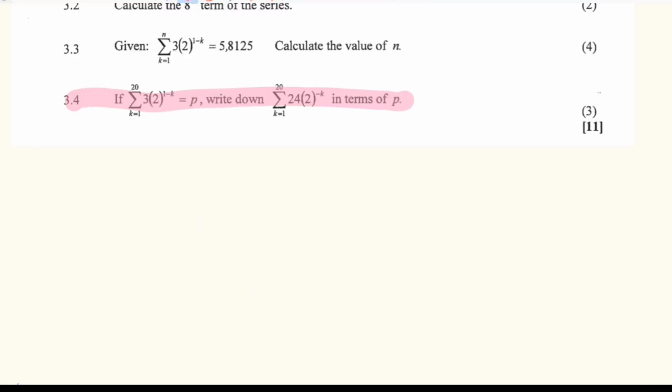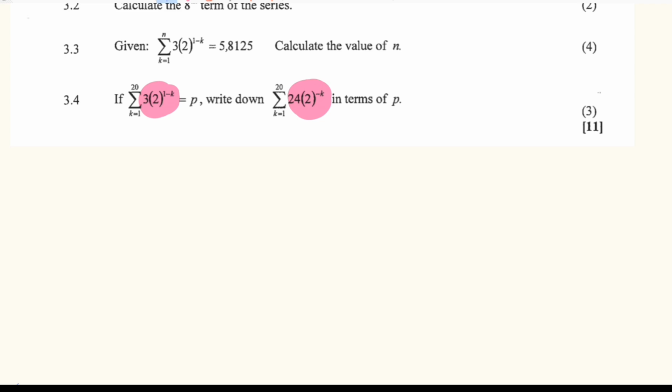Question 3.4. If the sum of 3 multiplied by 2 raised to the power 1 minus k, from k equals 1 up until 20, is equal to p, we write down the sum of 24 multiplied by 2 raised to the power negative k, from k equals 1 up until 20, in terms of p. Both the sums start at k equals 1 and they end at k equals 20. So it must be the terms inside the sums which are related.